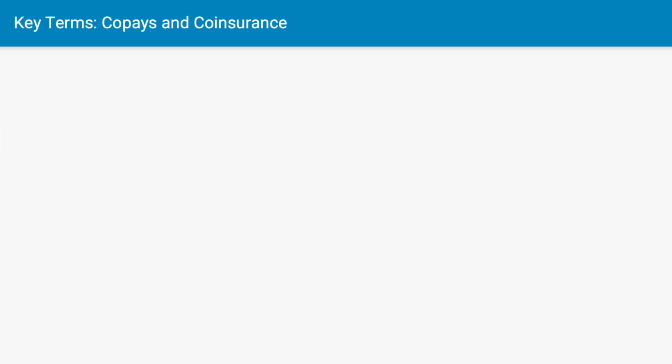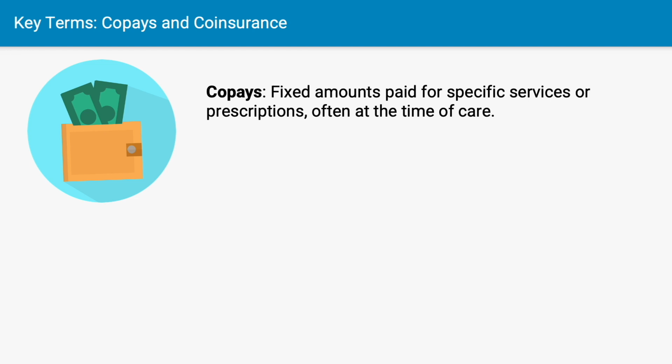The last two key terms we're going to cover include copays and coinsurance. They sound similar, but are actually very different and determine the amount of money you pay when you need treatment. First, there are copays. These are fixed amounts of money paid for specific services or prescriptions, often at the time of care. For example, let's say you go to your primary care doctor and pay $20 each time you go. That is a copay. Think of it as the same as buying a movie ticket on a Friday evening. You'll pay $15 each time you go.